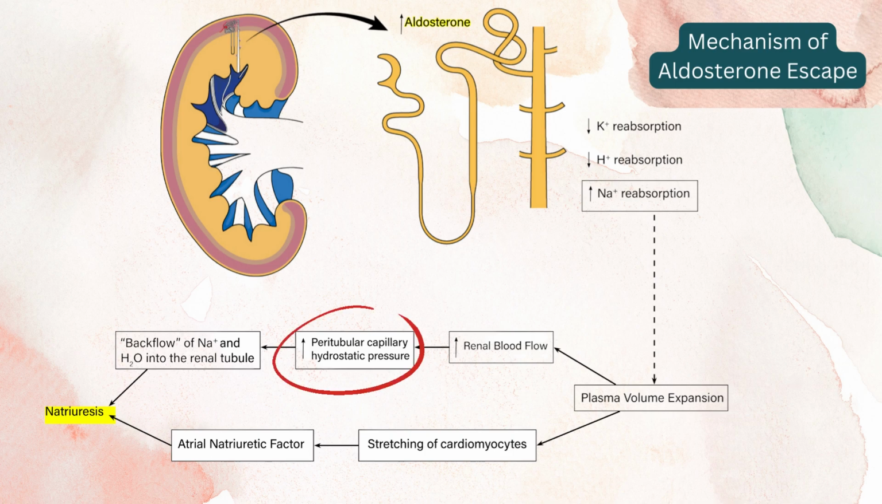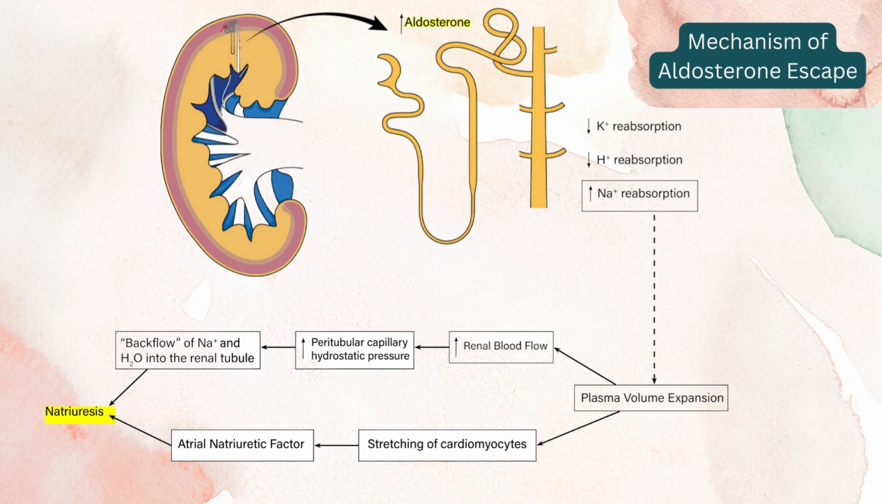Increased peritubular capillary hydrostatic pressure facilitates the flow of sodium from the interstitium back into the renal tubules. Natriuresis. In addition, stretching of atrial myocytes causes the excretion of atrial natriuretic factor, ANF. Atrial natriuretic factor then promotes the excretion of sodium despite hyperaldosteronism.